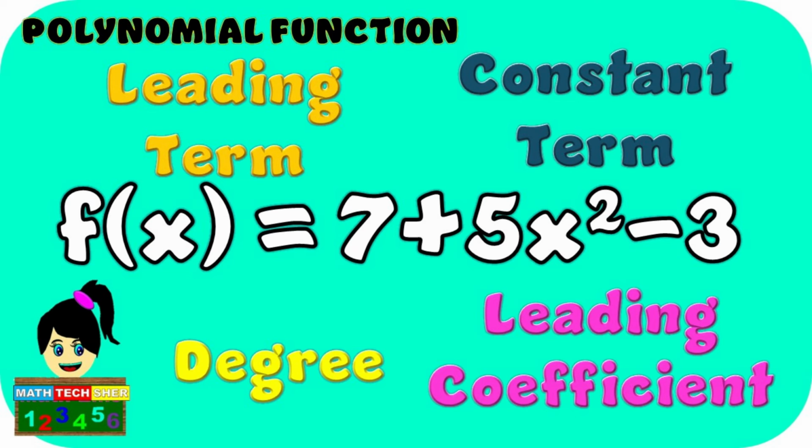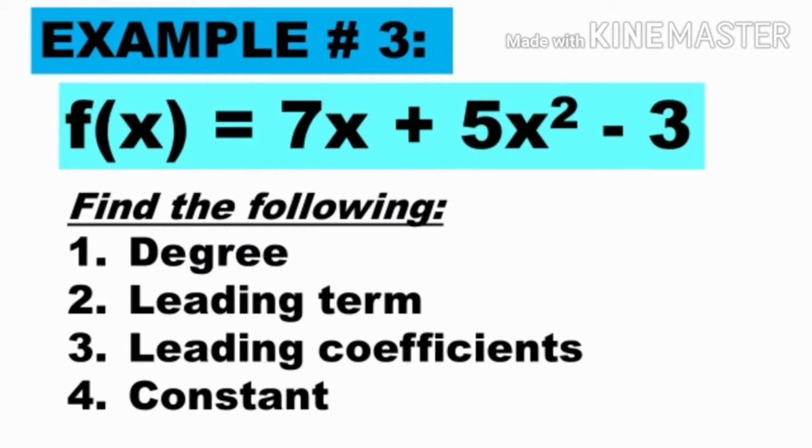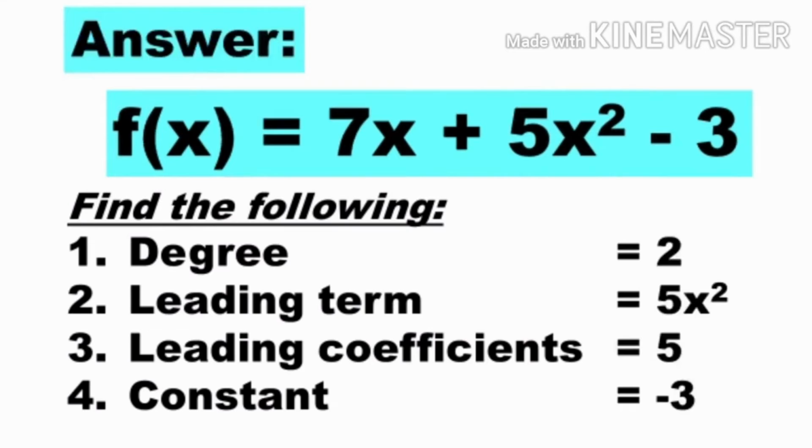Okay, hello everyone. So in this video, we are going to identify or determine the degree, the leading term, the leading coefficient, and the constant term of the given polynomial function. We have f of x equals 7x plus 5x squared minus 3. So kung napapansin ninyo, hindi siya naka-standard form. Okay, so paano natin kukunin yung degree, the leading term, the leading coefficient, at constant term ng hindi naka-standard form?